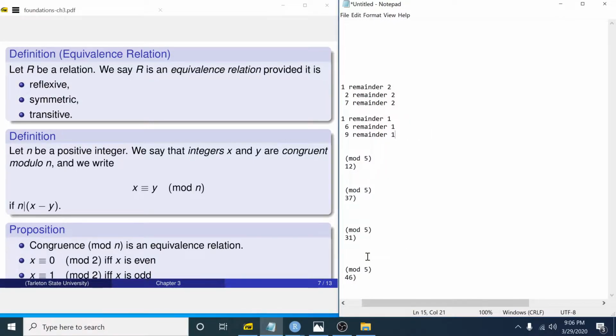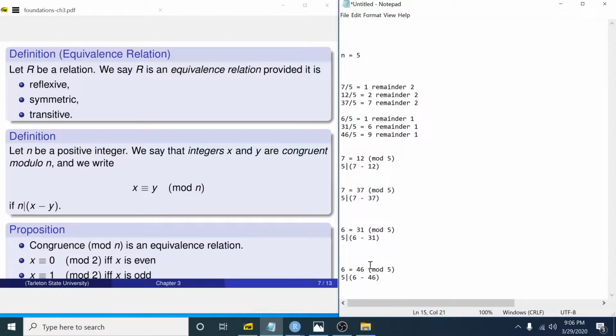And for that matter, you might be wondering, well, what about 31 and 46? Are 31 and 46 congruent? And the answer is, yeah, they are. 31 is congruent to 46 mod 5. Why is that true? Well, is it true that 5 divides evenly into 31 minus 46? And the answer is, yes, it is, because 31 minus 46 is negative 15, and 5 divides evenly into that.